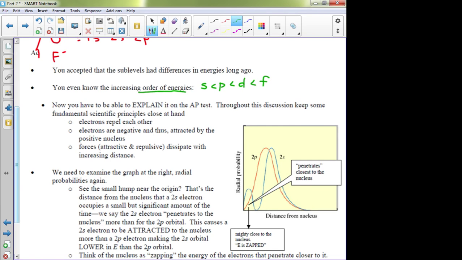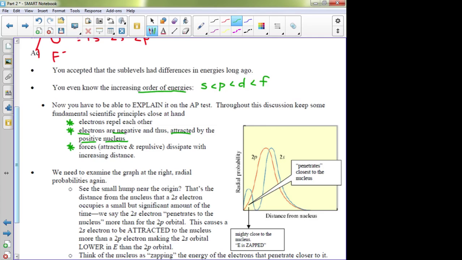All right. So now we've got to be able to explain all of this on the AP test. I'm going to give you a lot of stuff to work with on explaining today, so I need you to hold tight with me. The first thing we all know: electrons repel each other because electrons are negative, and like charges repel. Opposite charges attract. That would be the second thing: electrons are negative, so they are attracted by the positive nucleus. This is stuff we should already know, so this is nothing new.